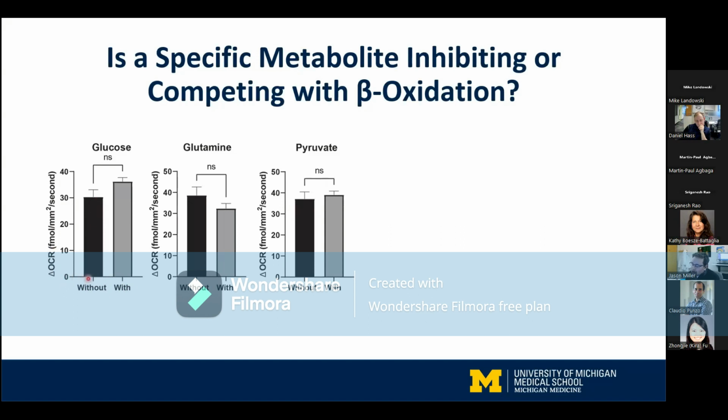So all these cultures are getting palmitate, and we're looking at how much the palmitate increases OCAR, and if glucose had an effect on inhibiting OCAR, then we should see a difference between with and without glucose. We should see a difference between with and without glutamine. We should see a difference between with and without pyruvate. And in all these cases, we didn't see a difference.